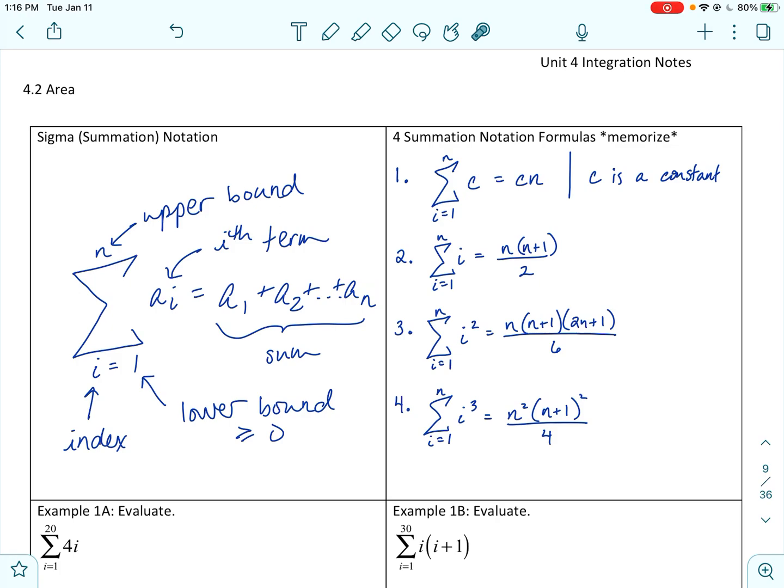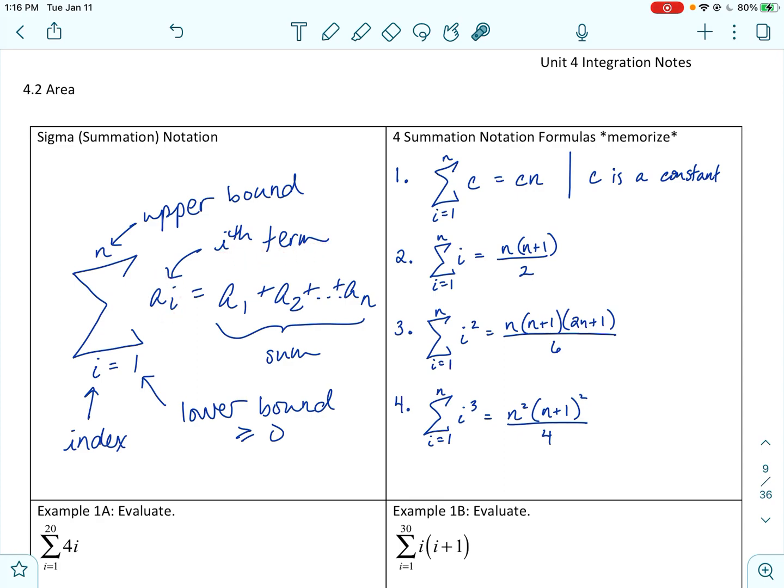All right, so this is an uppercase sigma Greek letter. We also call it summation notation because we're going to end up adding. Here i is the index, and this 1 is the lower bound. So this would be a sub 1. If this was a 0, then this would be a sub 0. And then we'd go 2, 3, 4, all the way up to our upper bound, which will be up here. And then a sub i is the ith term.